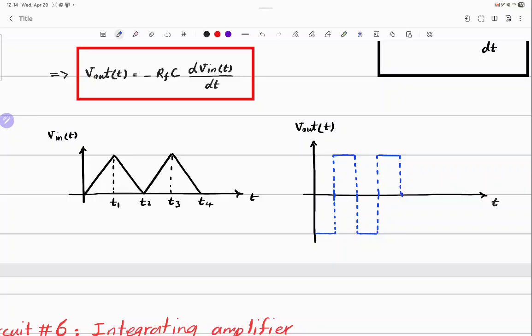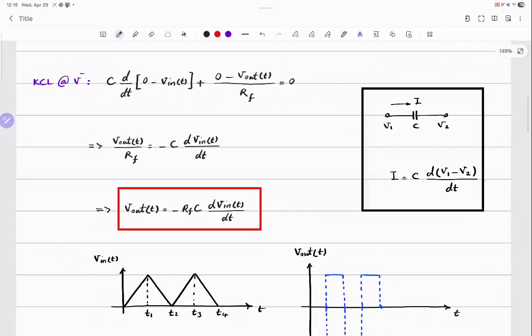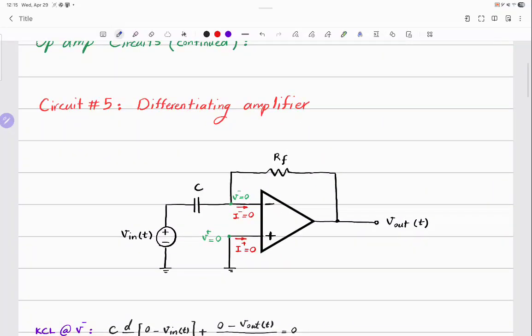Okay, that's a differentiator circuit. It's a rather useful circuit in electrical engineering. Any problem in understanding what happens in this figure and what happens to the math? Okay.